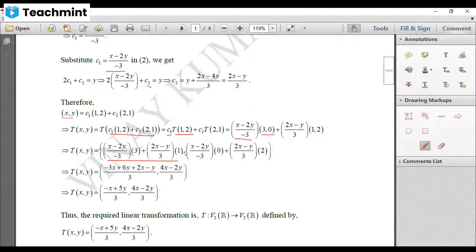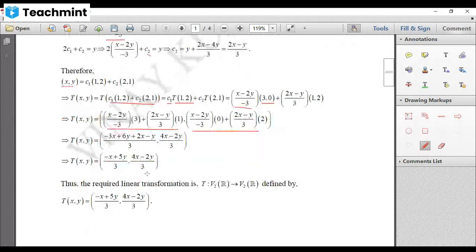That is your x-axis coordinate, comma. Now the y-axis coordinate: (x minus 2y) by minus 3 into 0 plus (2x minus y) by 3 into 2. That is your y coordinate. You have to add x-axis with x-axis, y-axis with y-axis coordinates. Multiply and add them. I've done both of them in one line.